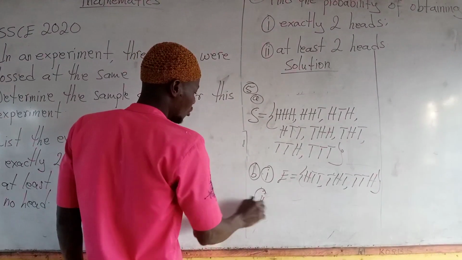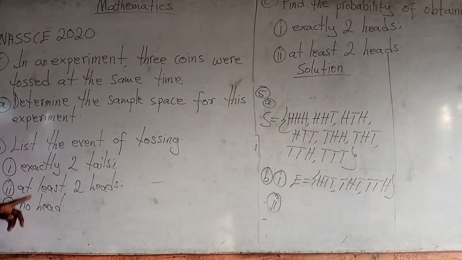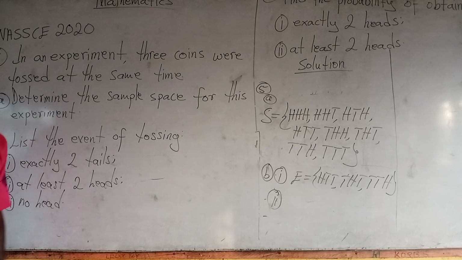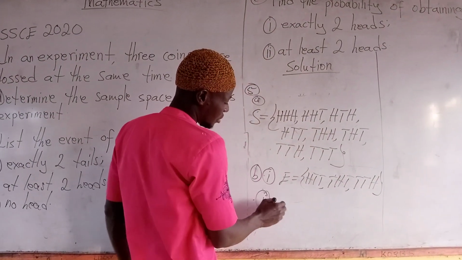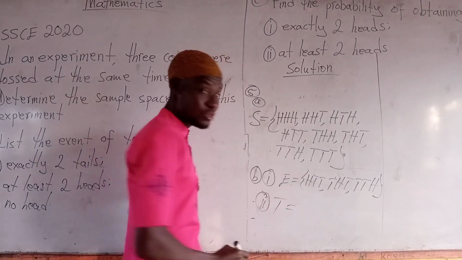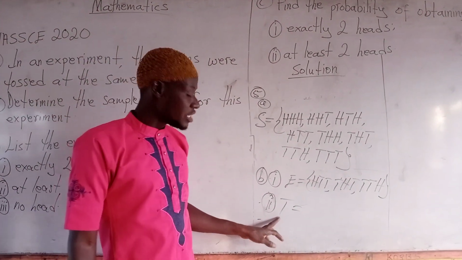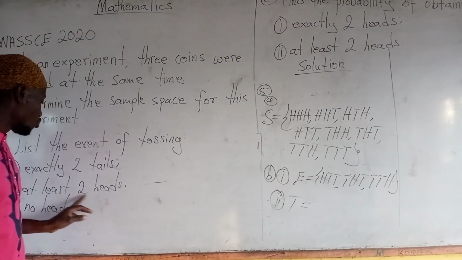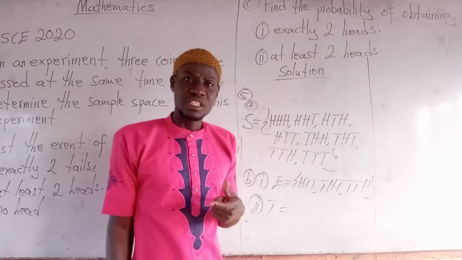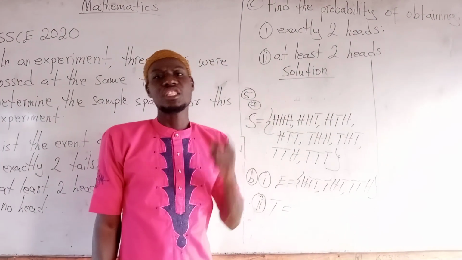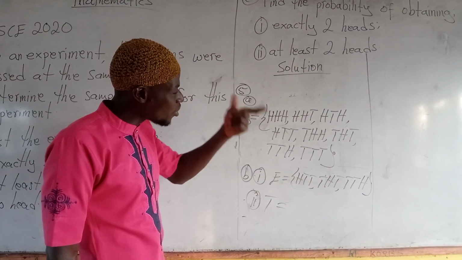Now Roman numeral 2, we should list the event of tossing at least 2 heads. Let's use capital T to represent the event for tossing at least 2 heads. Tossing at least 2 heads here means the sample points that contain 2 heads or more than 2 heads.